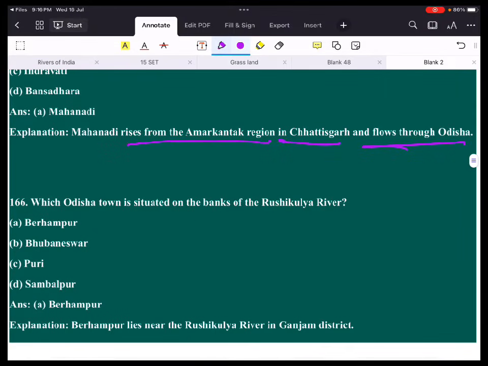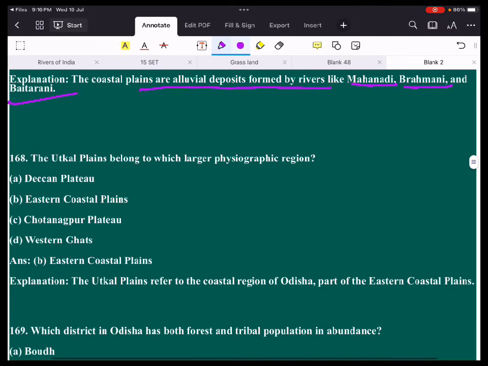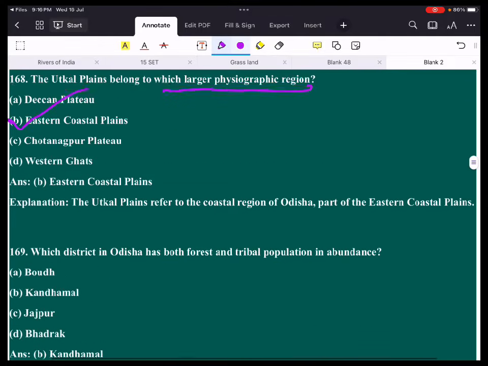Which Odisha town is situated on the bank of the Rushikulya river? That is option A, Berhampur. The coastal plain of Odisha is formed by river deposition, option C. The coastal plains are alluvial deposits formed by Mahanadi, Brahmani and Baitarani. The Utkal plain belongs to which larger physiographic region? That is the eastern coastal plain, option B.